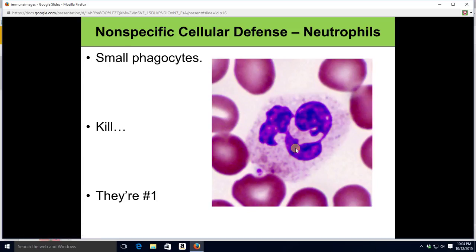Now, they don't care who the bacteria is. They just have a "you're foreign, I'm going to kill you" mentality. And they're the first to respond to sites of infection, sites of damage. All right, let's keep on going.